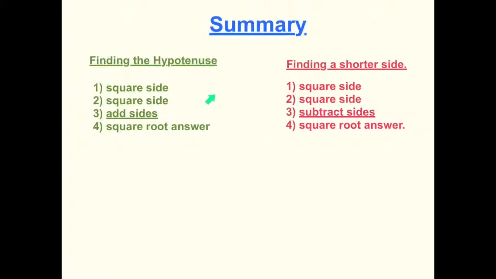So the techniques are very, very similar. They both start off with squaring the 2 sides that we've got. They both finish off with square rooting your answer. All right, the difference is, and this is what catches people out, that when you want to find the longest side, you add the sides together before you square root them. When you've got the longer side and you're trying to find one of the shorter sides, you subtract the values before you square root the answer. That's the bit that you've got to remember. Do I add or do I subtract? Add for the longest, subtract for the shorter.